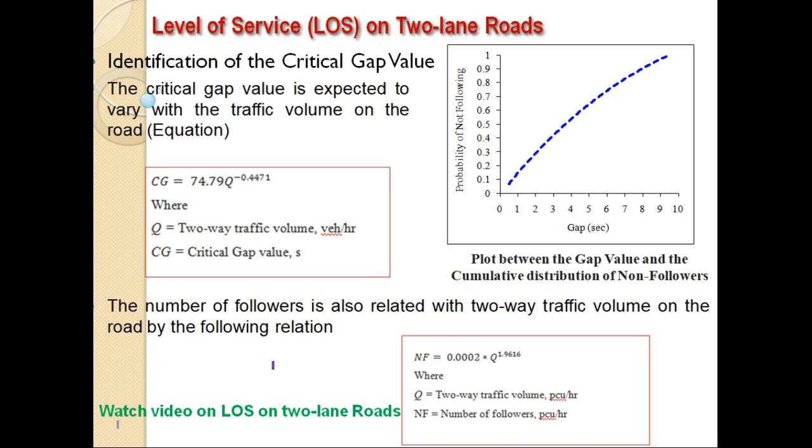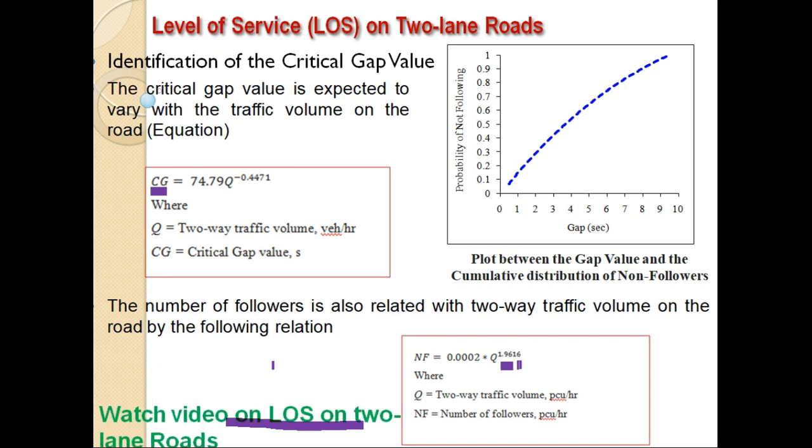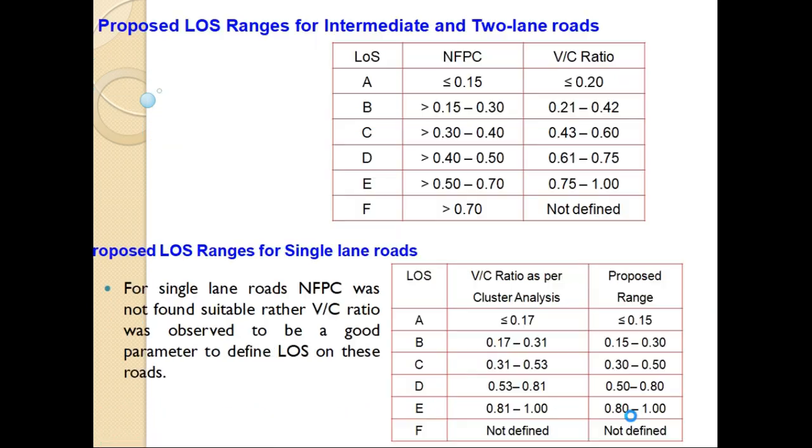on LOS on two lane roads, and you can see that video to understand the concept of level of service on two lane roads. But here I would say that the number of followers can be estimated using this equation if you know the traffic volume on the road, where Q is two-way traffic volume in PCU per hour and NF is the number of followers in PCU per hour.